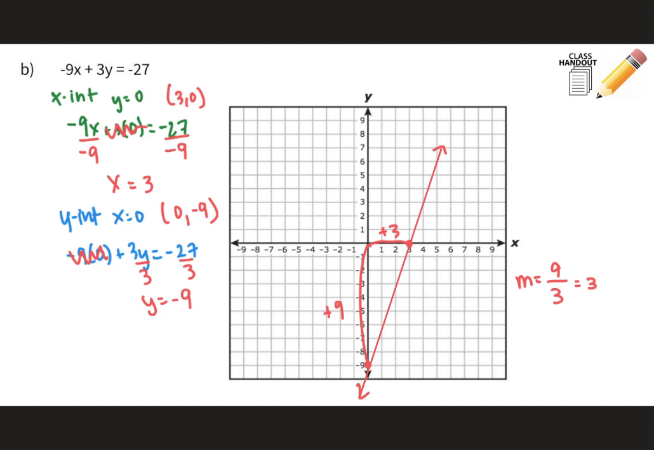And in fact, if I wanted to write this equation in slope-intercept form, I could, because I already know that my y-intercept is 0, negative 9, which means b is negative 9. So it would be y equals 3x minus 9. So one thing to point out is that these two equations, negative 9x plus 3y equals negative 27, is the same as y equals 3x minus 9. They just look different, but they are both referring to the same line, which is this line here.